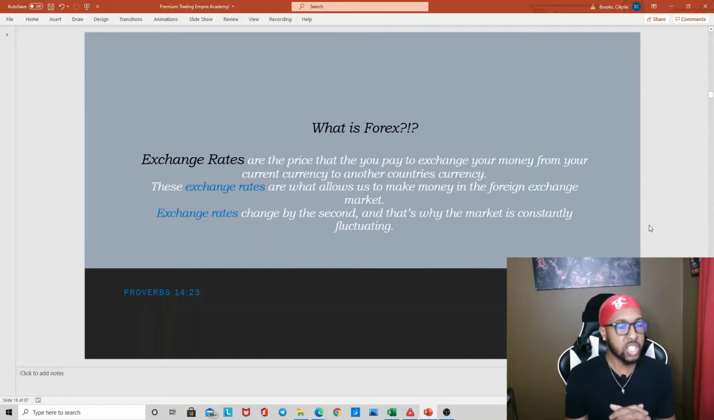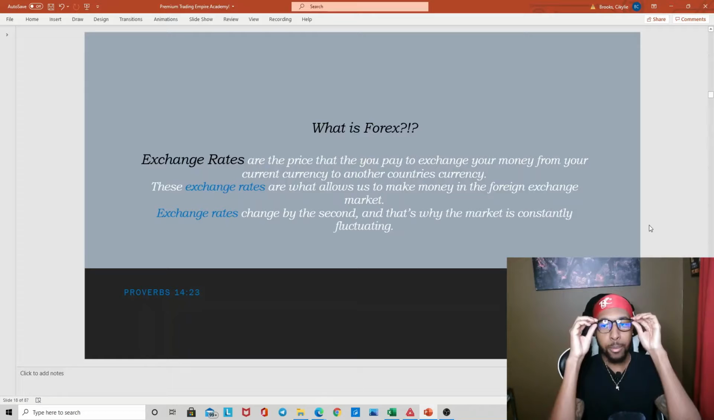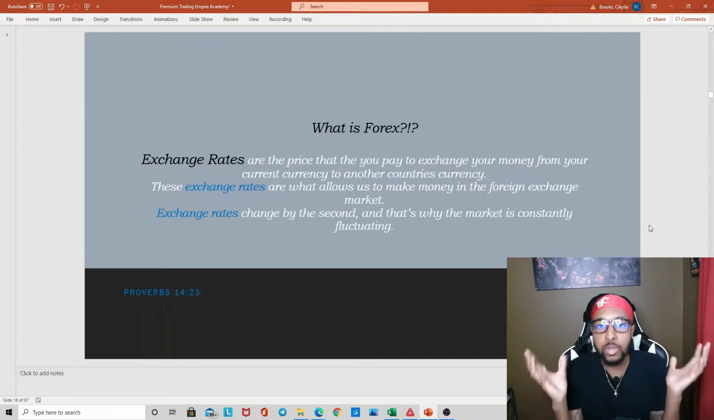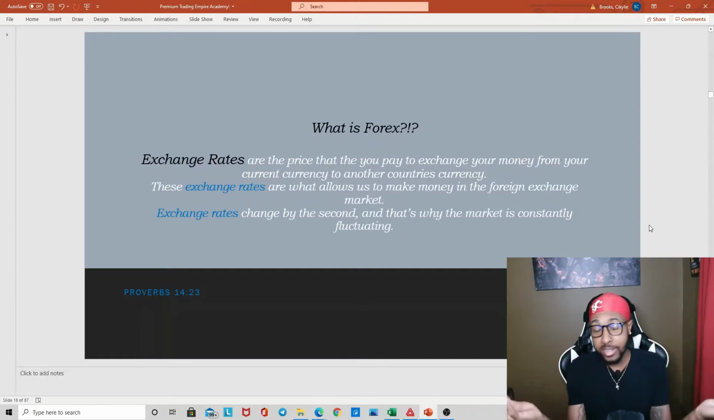So, exchange rates. Exchange rates are basically what allows the market to move, believe it or not. Exchange rates are the price that you pay to exchange your money from your current currency to another country's currency. So if you want to trade the GBP, Great Britain Pound, I'm always going to use GBP/USD because that's a pair that I trade. That's my pair.